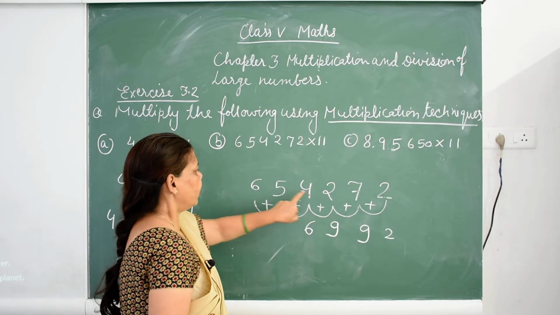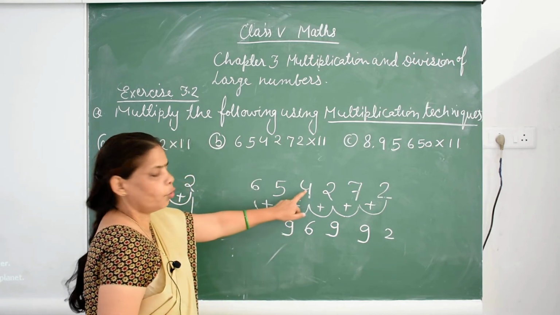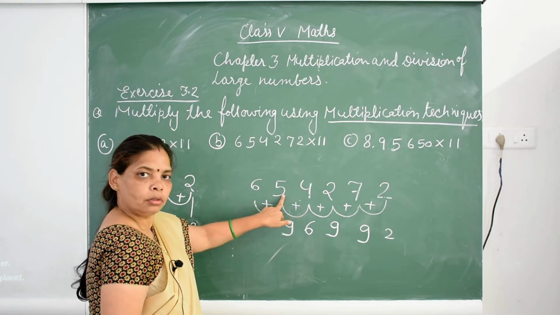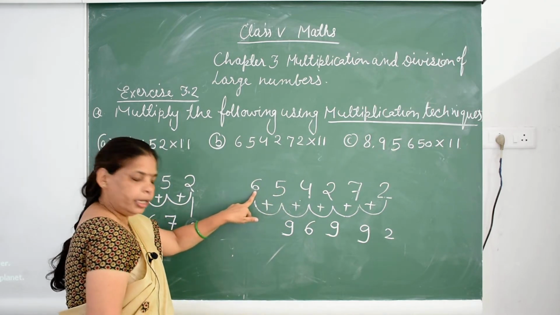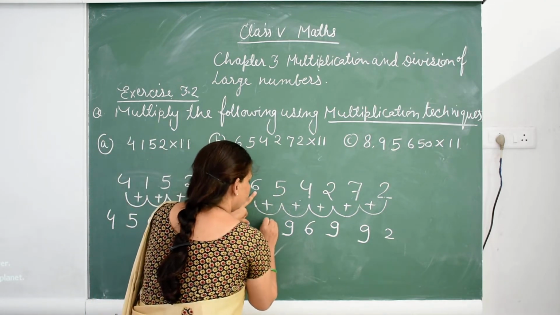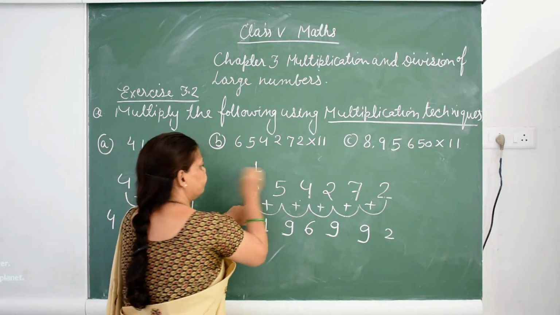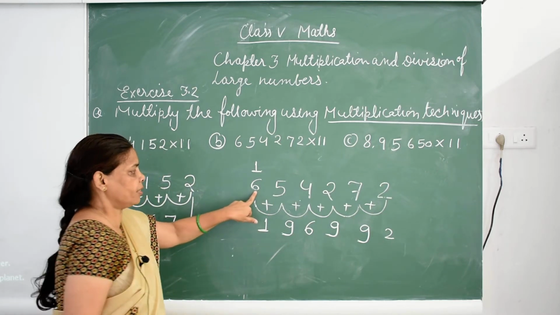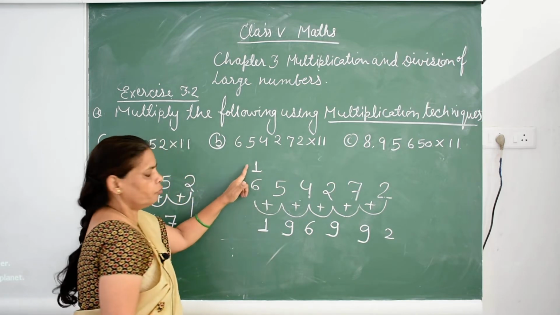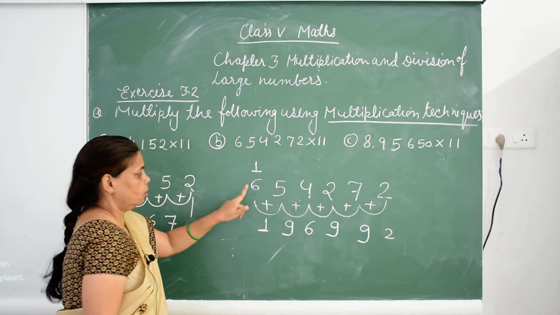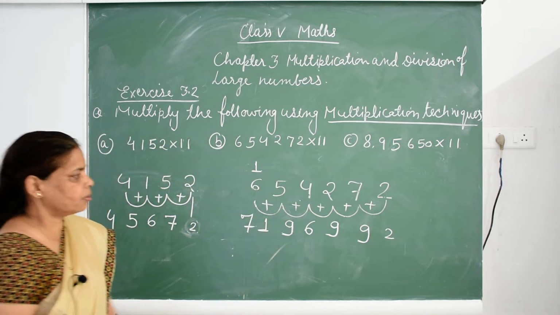Now 4 plus 5 is equal to 9. Then 5 plus 6 is equal to 11. So 11, we write 1 here and carry forward the other 1 to the next place. So 6 plus 1, here no number is here, so we add this carry to the 6. 6 plus 1 is equal to 7. So this is the answer.